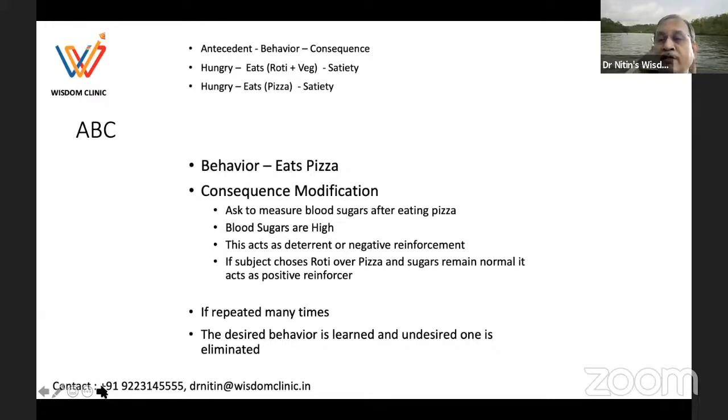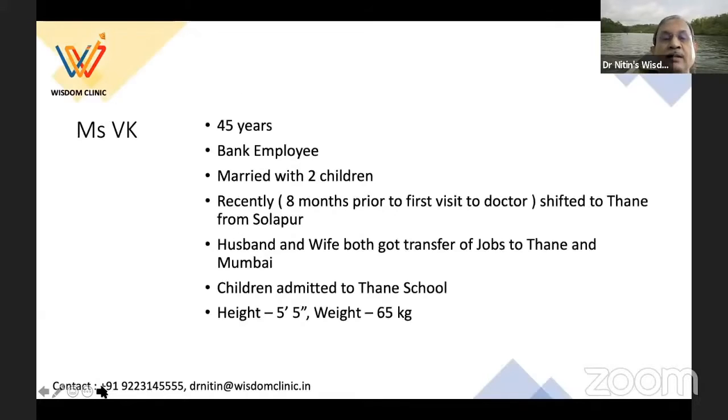We assume that the person is rational. He knows the effects of high blood sugar levels. And so this will act as a deterrent or a negative reinforcement. And the subjects will choose roti over pizza and keep sugars normal. So this is basically a change in consequences. And this is repeated many times till the desired behavior is learned. So patients avoid pizza and eat roti. Now let us come to the case.